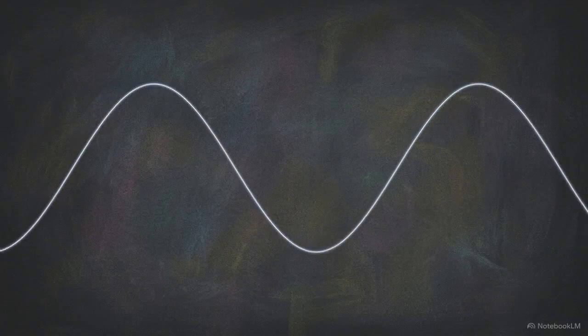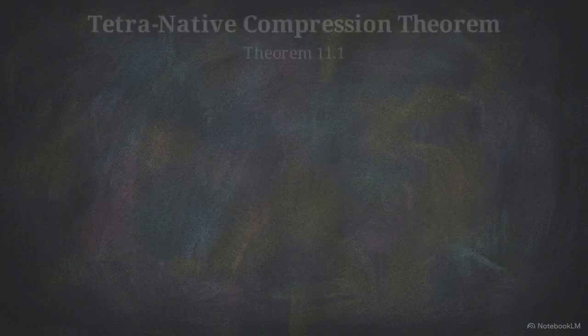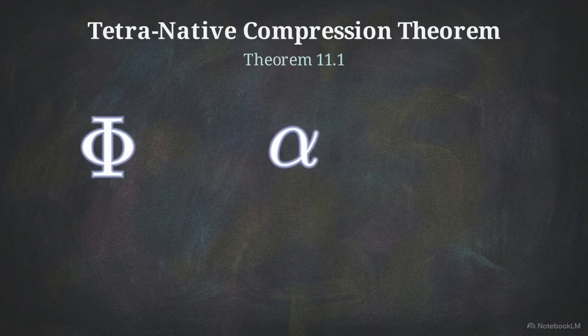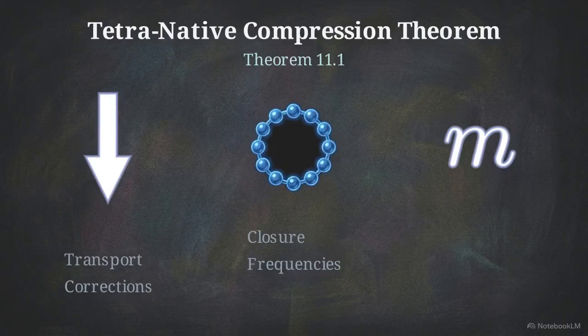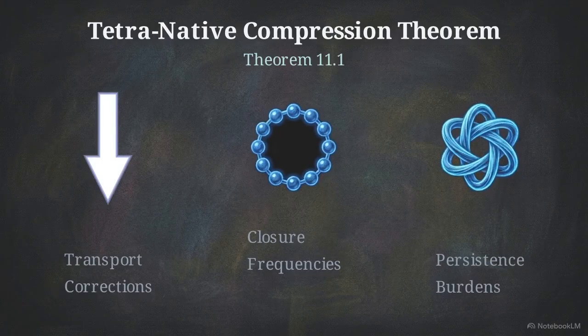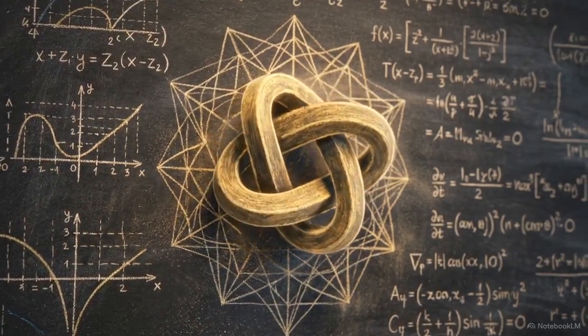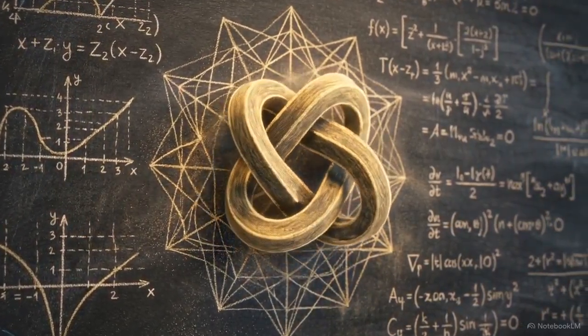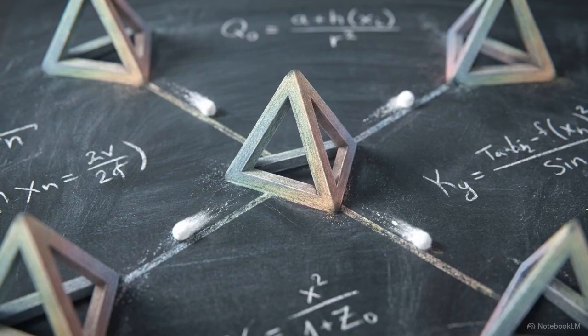The smooth curves of continuum space are a conceptual overlay built on a discrete lattice. The Tetra native compression theorem demonstrates that the empirical scaffolding of physics reduces to network geometry. Fields are transport corrections, couplings are closure frequencies, and masses are persistence burdens. In this light, particles are not static objects that move, they are stable transport grammars navigating an underlying grid. The standard model remains a powerful tool, but it is only a rendered user interface. Reality is compiled node by node on the Tetra native substrate.